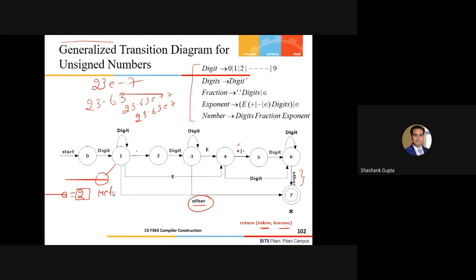So the answer is yes. Let me introduce one more state here, and I can also call it return this particular token as an integer. Making sense or not? Yes, sir. Thanks. So it is possible that the lexical analyzer can handle this through the manual implementation of a transition diagram, if you are assuming that the epsilon will not come here.